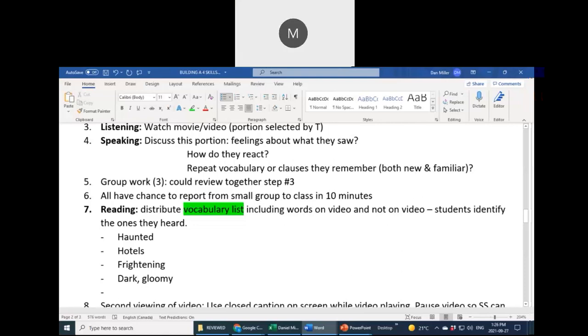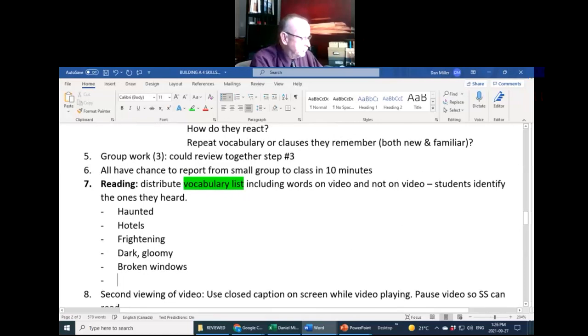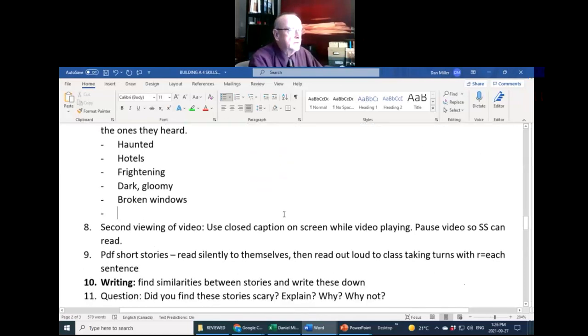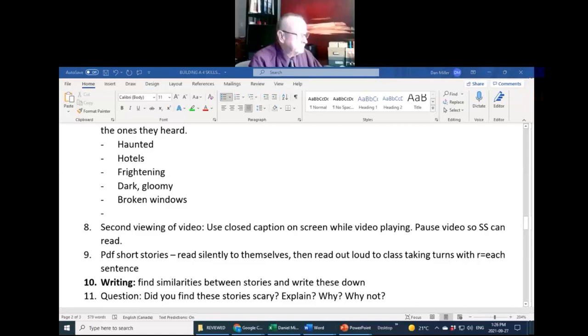Broken windows. That's good. As soon as we see broken windows, we immediately have the idea that something is wrong or something bad might have happened. So broken windows are definitely a strong visual indicator. That's good. Other words, folks. Miserable, I can say maybe. Yes. Other words.